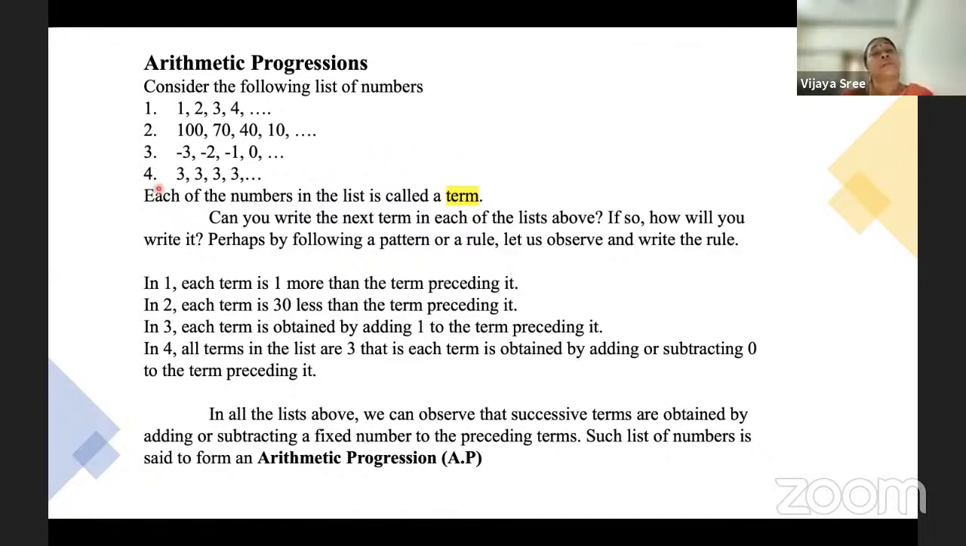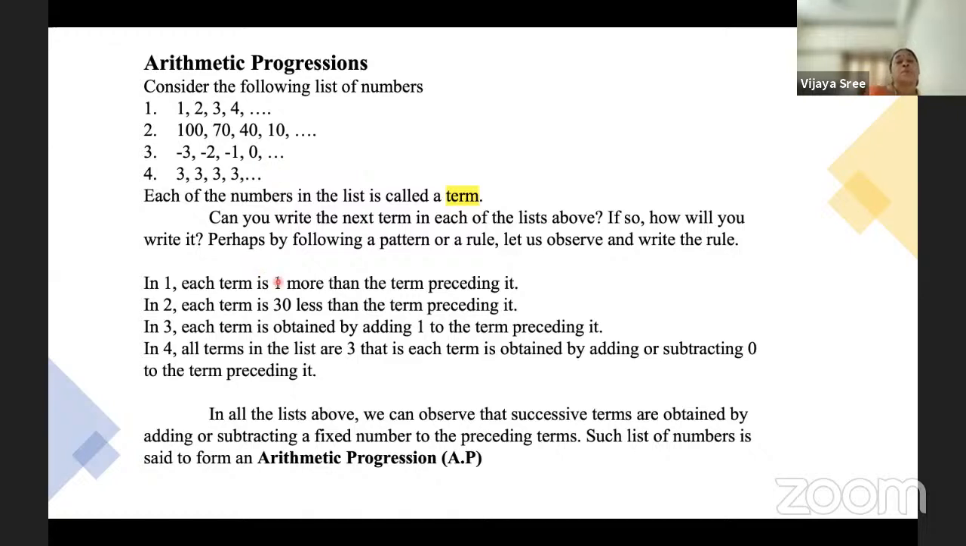So here, the fourth one: 3, 3, 3, 3. All terms in the list given are the same 3. Each term is obtained by adding or subtracting 0 to the preceding one. So 3 plus 0 or 3 minus 0, you can get this. Next also we can get 3, 3, 3 like this.